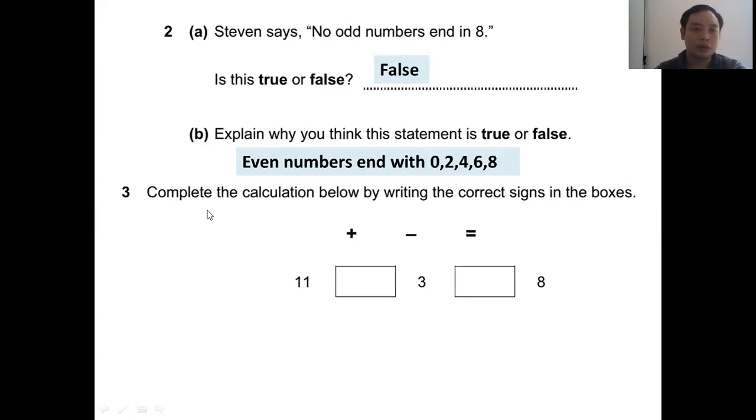Question 3. Complete the calculation below by writing the correct signs in the boxes. So you have plus, minus, equal, 11, 3, 8. So here will be minus and here will be equal. So 11 minus 3 equal 8.